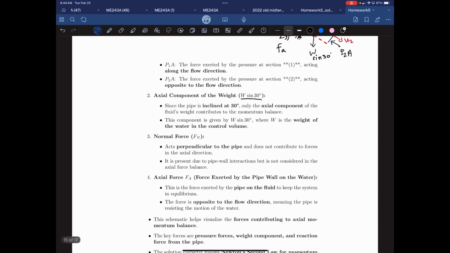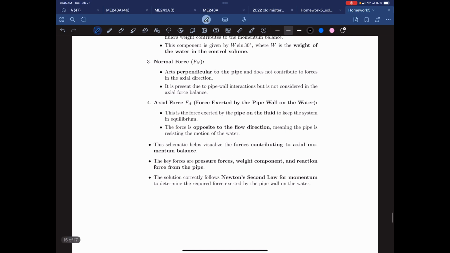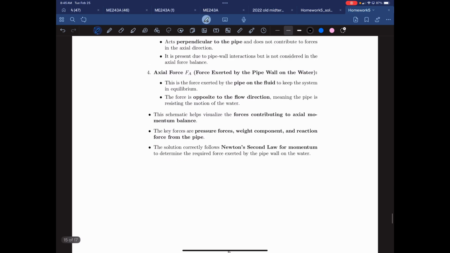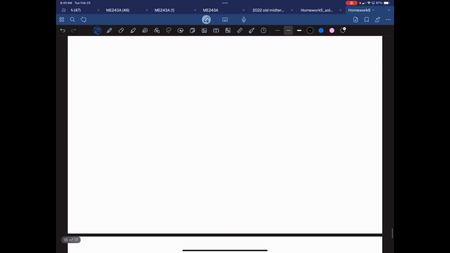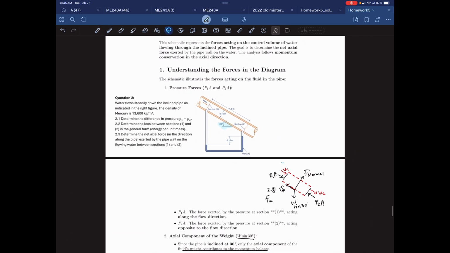The force exerted by the pipe on the fluid to keep the system in equilibrium. And the force is opposite to the flow direction, so the pipe is resisting the motion of the water. So this is just visualizing the axial momentum balance and the key forces that are happening. And we're following Newton's second law for momentum to determine the required force exerted by the pipe wall on the water. Okay? So those are my notes. Any part you want me to go back to?